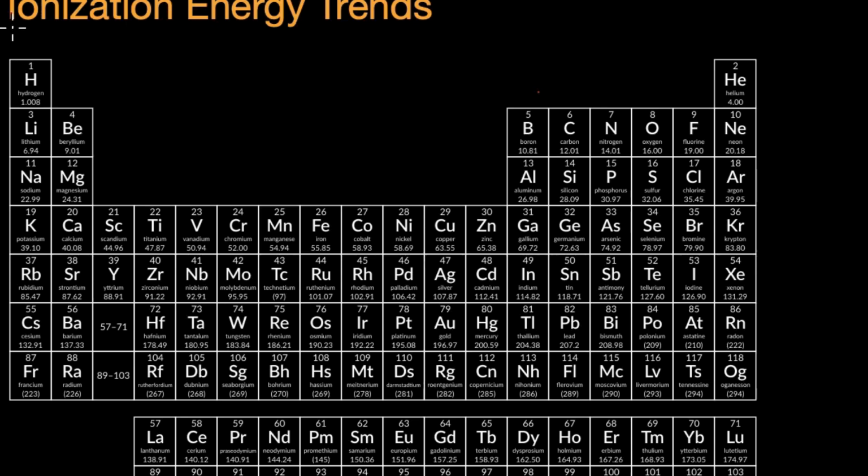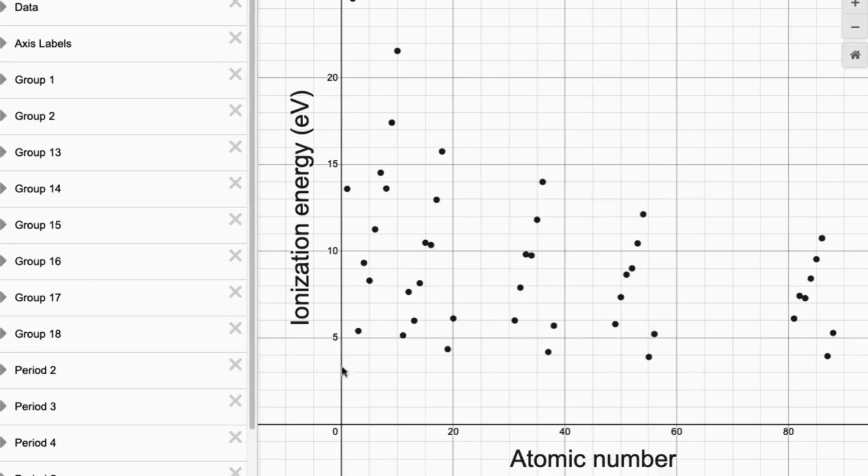We're now going to think about ionization energy trends. What's ionization energy? It's the energy required to remove the highest energy electron from an atom. And to think about this, let's look at some data. So right over here is ionization energy plotted against atomic number for elements in the periodic table of elements.